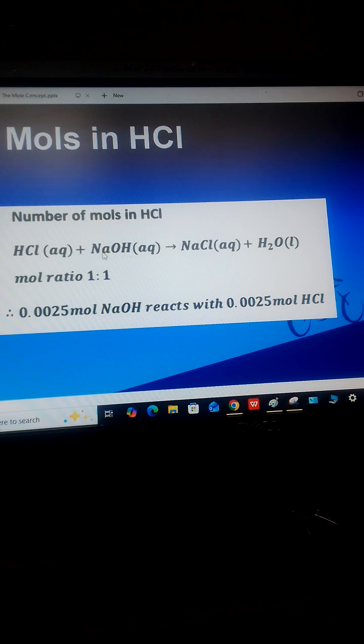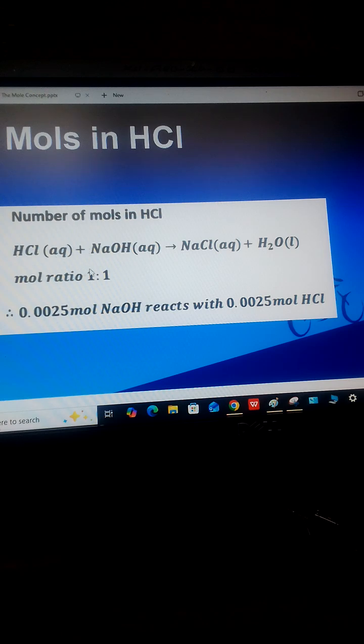Next, we write a balanced chemical equation between hydrochloric acid and sodium hydroxide. If we do that, we shall get sodium chloride and water. So this one is balanced, right? The number of atoms on the right hand side is equal to the number of atoms on the left hand side. So from here, we can deduce the mole ratio, which is 1:1. 1 mole of hydrochloric acid reacts with 1 mole of sodium hydroxide. From a balanced equation, you have to write the equation and balance it. From there, you will get the mole ratio.